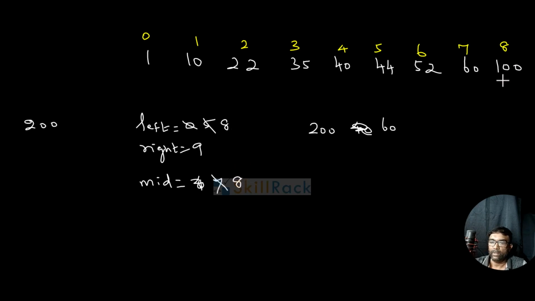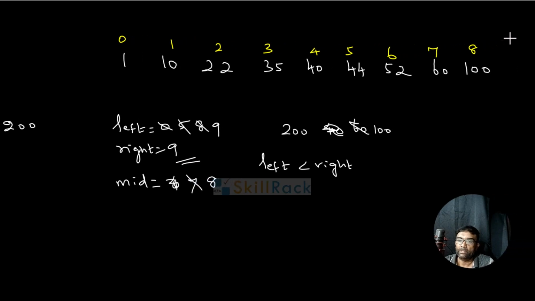Now, what is the value at 8? It is 100. Still, 200 is greater. So, left is equal to mid plus 1. It will become 9. As I said, we need to continue the logic as long as left is less than right. So, now, left and right are equal. So, we have to return the index 9 as the answer. So, 200 must be inserted in the end, at index 9. So this is how we proceed with the binary search.